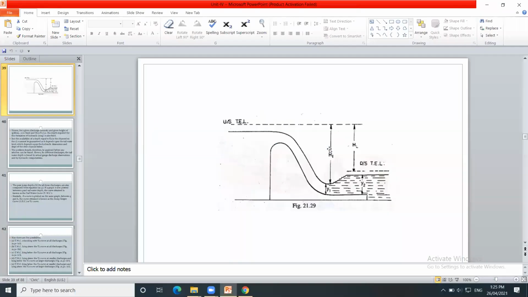This is H1. H1 is height 1, at the y1 depth; height 2 is at the y2 depth. This is the downstream total energy line, and this is the total energy line. The flow of water will fall like this.